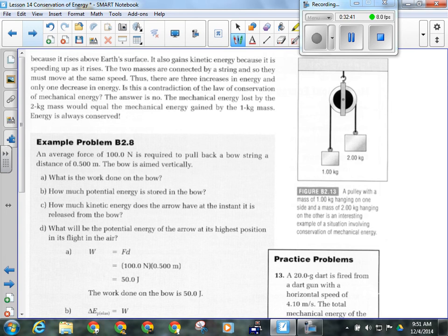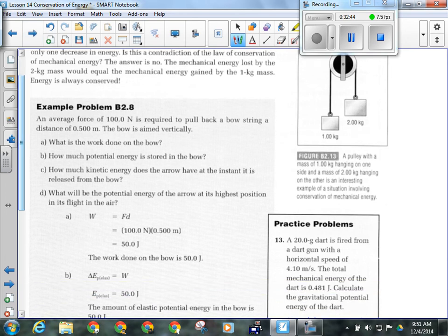All right, so example 2.8 here. Oh, we already did that one. That was the force times distance one that we talked about a few minutes ago. We'll skip that one.